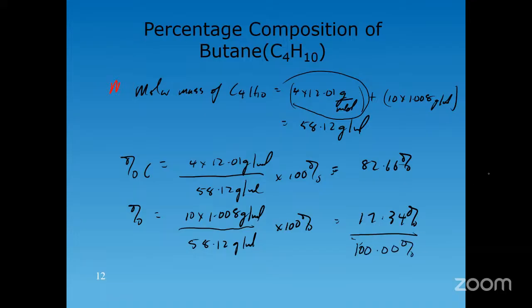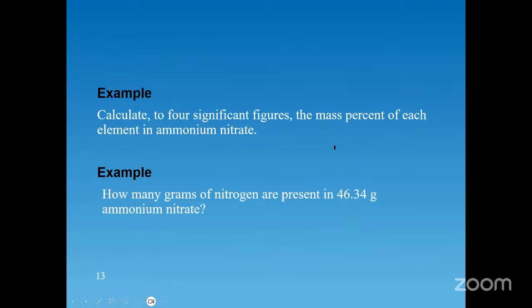All right. So that's basically it, right? Very simple concept. You just take the mass of the individual element and divide it by the total molar mass of the entire compound. So that's how you calculate the percent composition. Okay, let me see here. All right, let's look at these examples.